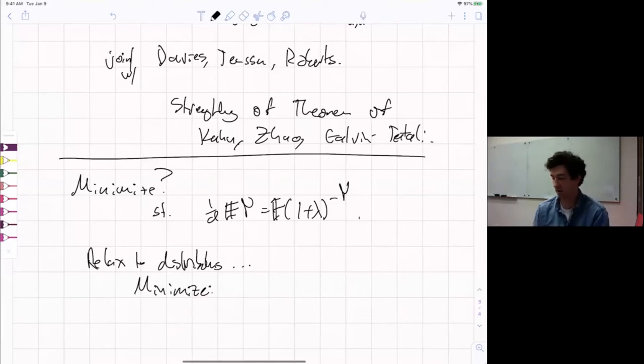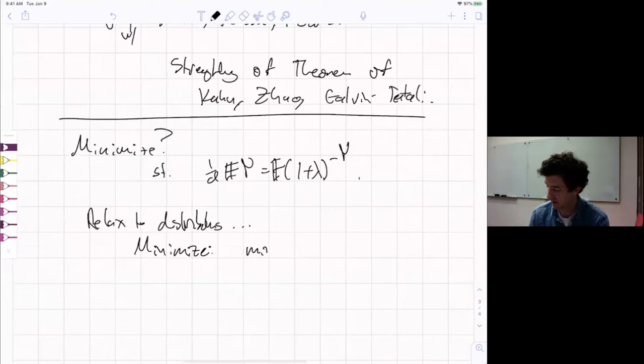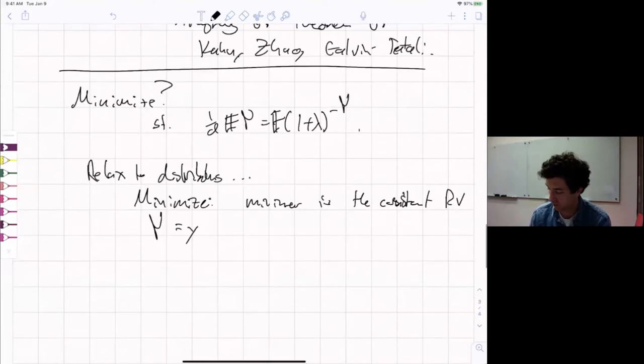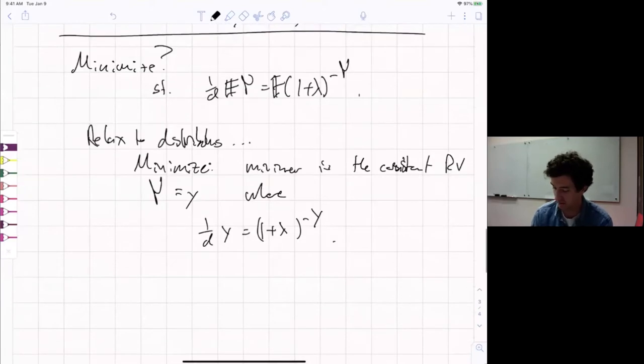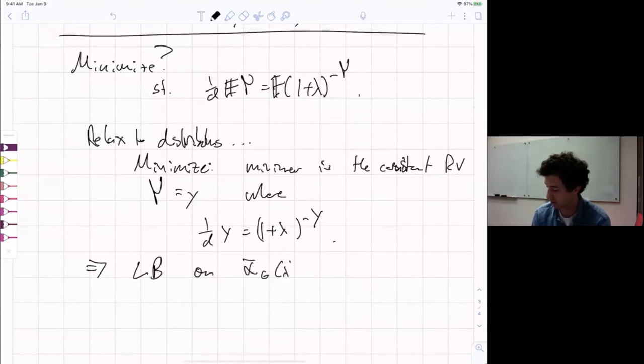The minimizer, and you can see this just by Jensen's inequality, is the constant random variable. So y equals little y, where (1/d) y equals 1/(1 + lambda^(-y)). If you want to minimize the expectation of y subject to this constraint, you actually want to make y a constant. And so this gives you a lower bound on the occupancy fraction of G at lambda for all triangle-free d-regular graphs.